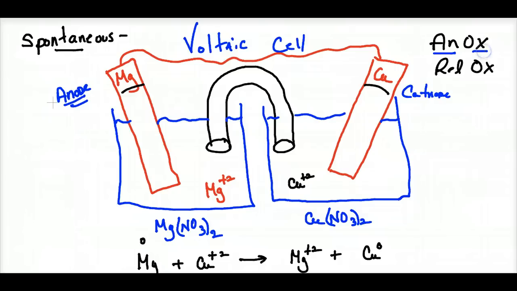An Ox, anode oxidation, Red Cat. I said redox? Wow, Ben Grodzki, Red Cat. Okay, An Ox Red Cat is the mnemonic. Sorry for those that knew that and were screaming at me. Couldn't hear you. So the cathode is a place of reduction.